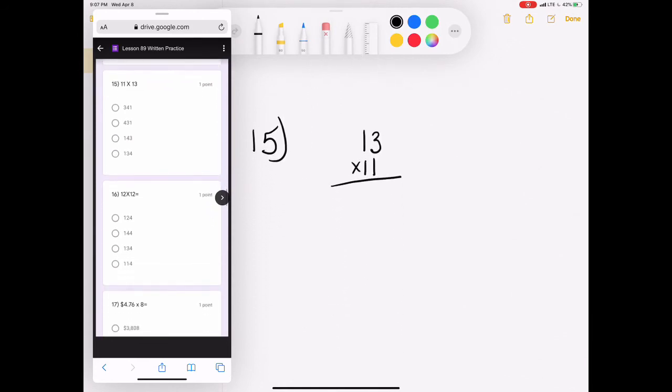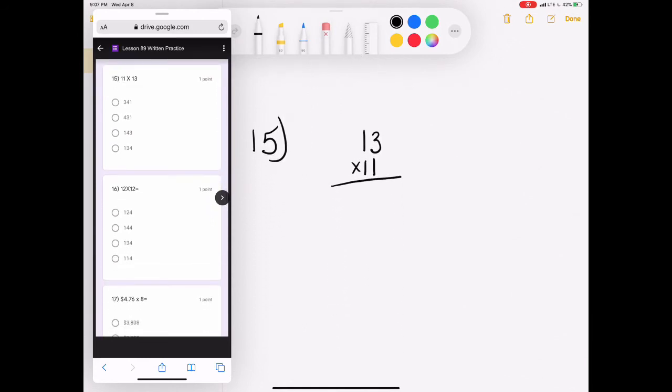15. Back to practicing 2 by 2 multiplication. 3 times 1 is 3. 1 times 1 is 1. Mark out, add a 0. 1 times 3 is 3. 1 times 1 is 1. Add. 3, 4, 1. The answer is 143.